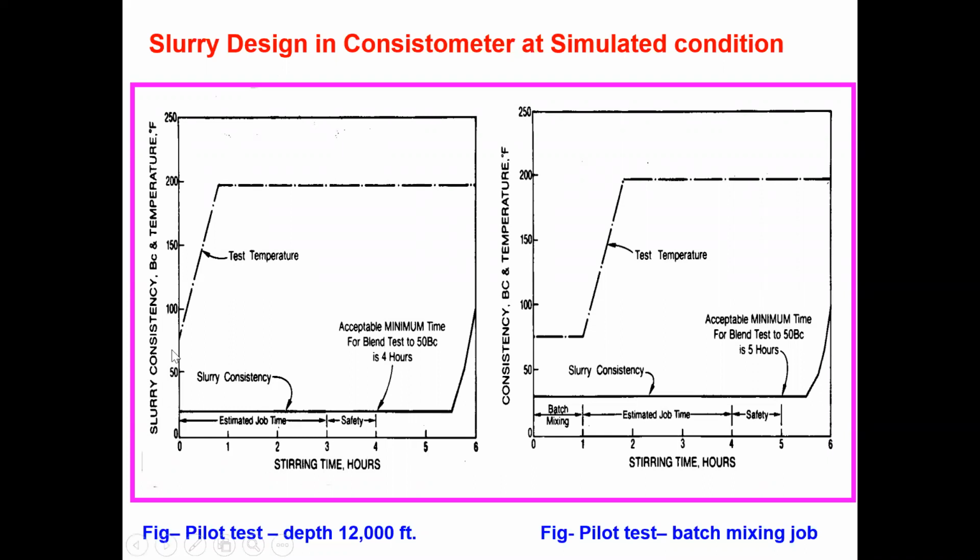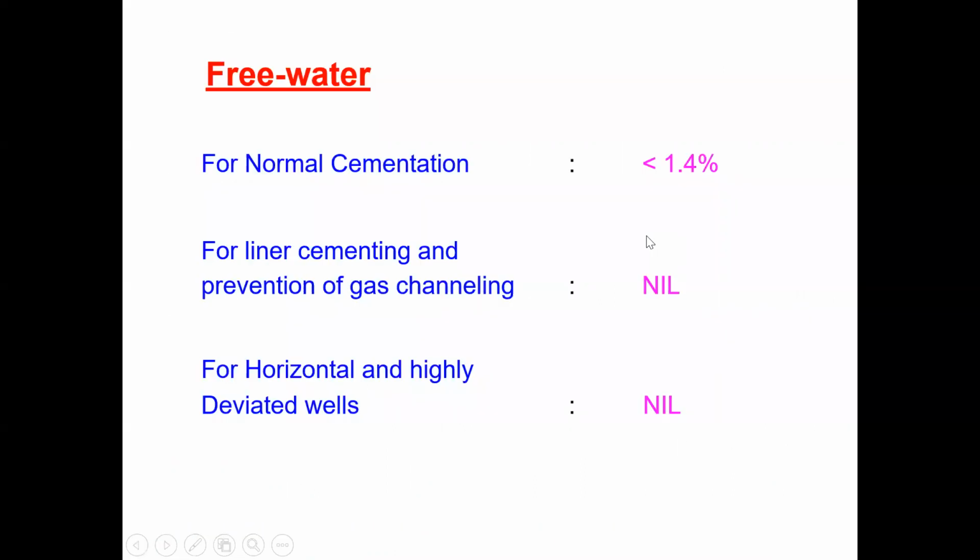This is the time to raise the temperature and pressure. Because I considered batch mix time, 1 hour is the batch mix time, 3 hours is the job, and 1 hour is safety. When you are using a batch mixer, the time to raise temperature in the consistometer will be the batch mix time plus the time it takes to go to the bottom. You got it? 30 minutes plus this 1 hour. So after 1 hour 30 minutes, I will raise the temperature and pressure. This is how designing of cement slurry is done.